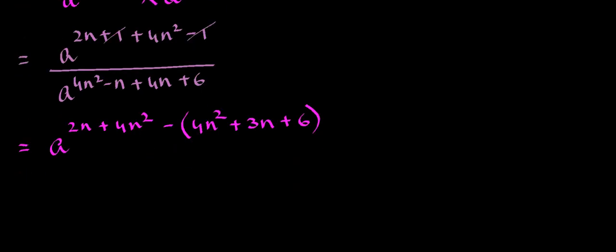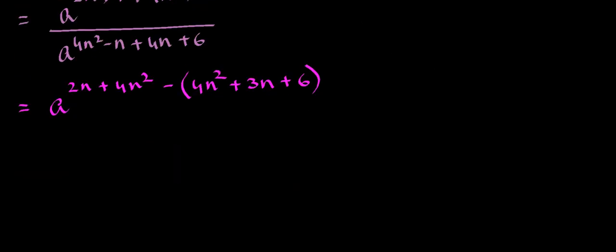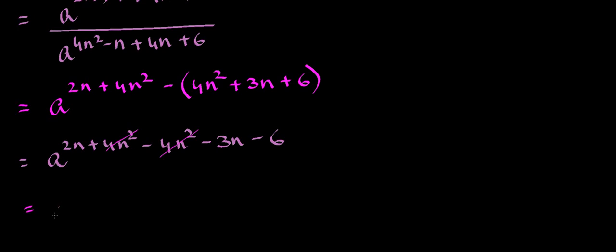Children, please always write it into bracket. That is equal to a raised to 2n plus 4n square minus 4n square minus 3n. All the signs you see are changing now. So here, what do we have left over? 4n cancel, and what is left is a raised to 2n minus 3n, which will give me only 1n left, which is a negative 1, and minus 6.